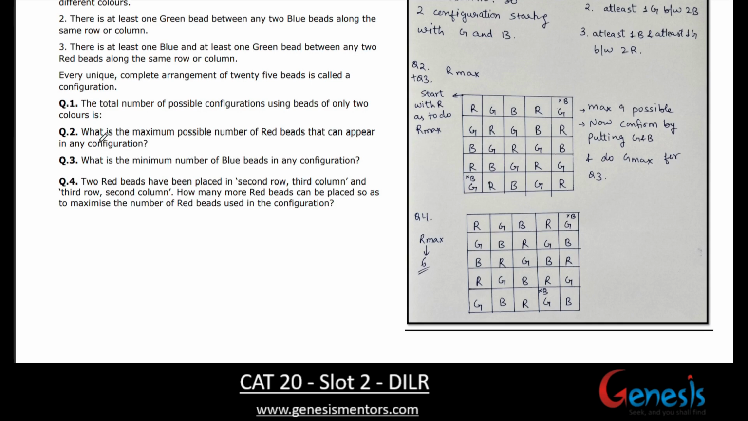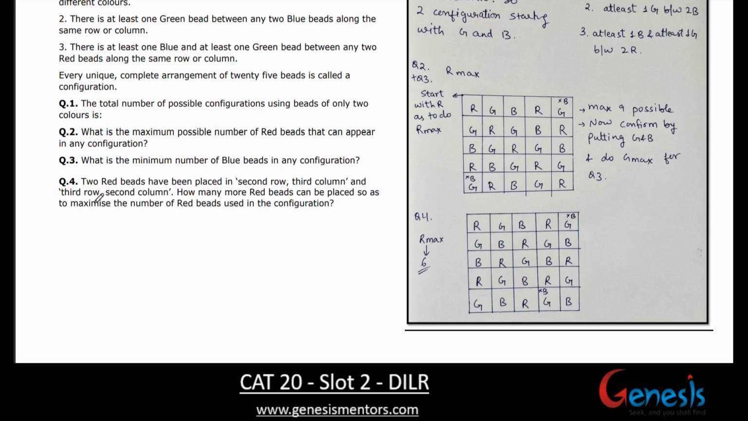So we can solve question number 2 and question number 3 simultaneously. It is saying maximum number of red beads. Question number 3 is saying minimum number of blue beads. So we can use somewhat of this. Minimum number of blue beads means we need to maximize the number of other beads which is red and green, right? So here we'll maximize the red beads and then we'll try to maximize the green beads.